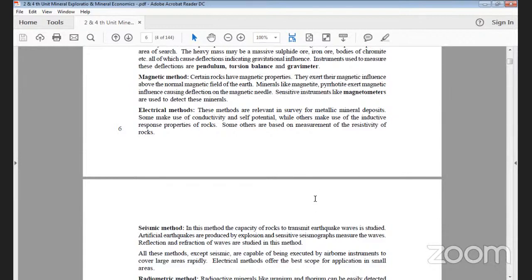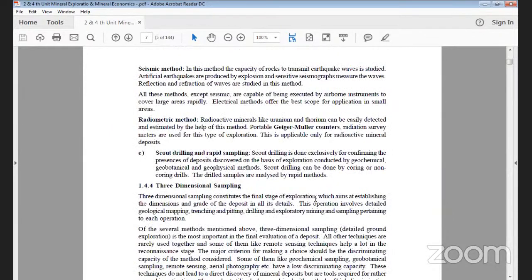Then the seismic method. We find out the capacity of rocks to transmit earthquake waves. We study seismic waves, with artificial earthquakes produced by explosions and sensitive seismographs measuring the reflected waves. All these methods except seismic can be executed with airborne instruments to cover large areas rapidly.